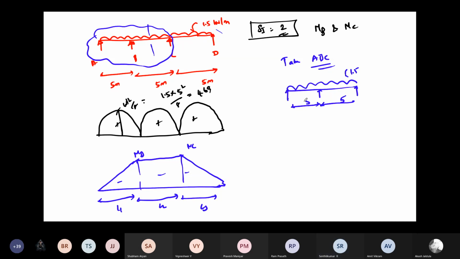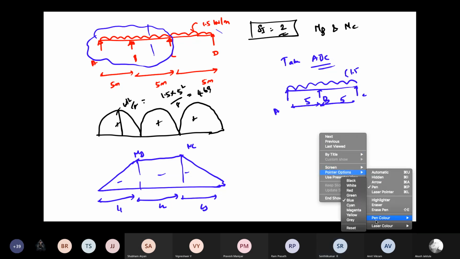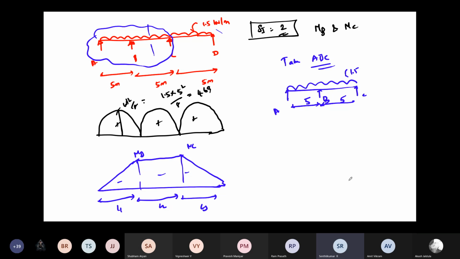5, 5, 5. Right? So A, B, C. So what will be your Clapeyron's three moment theorem? The theorem will be M_A L1 + 2M_B (L1 + L2) + M_C L2 = 6A1 x1bar / L1 + 6A2 x2bar / L2.